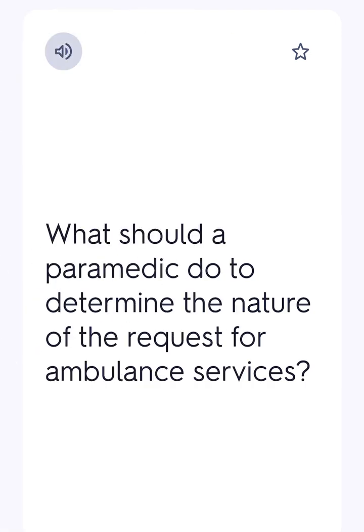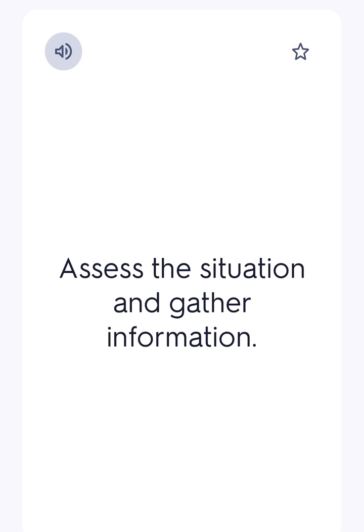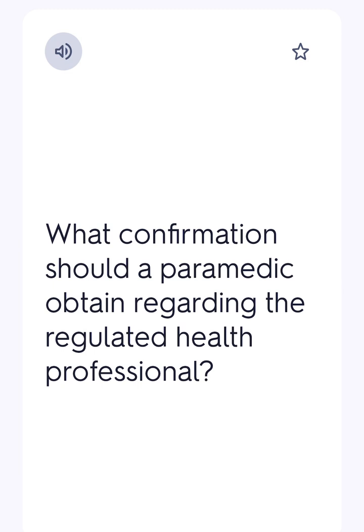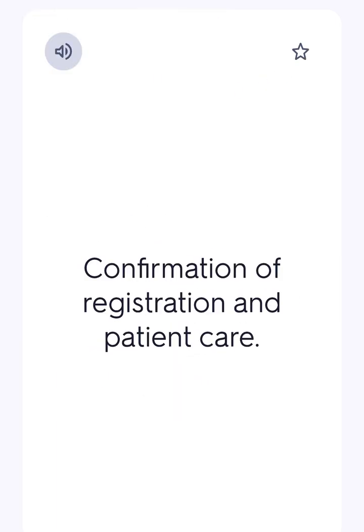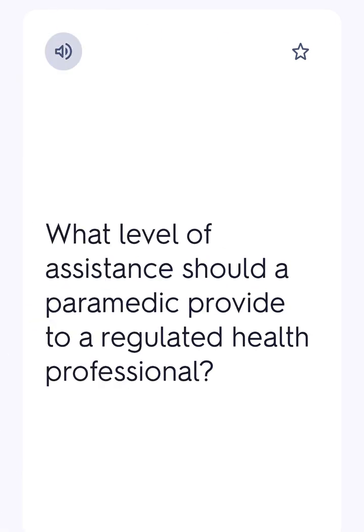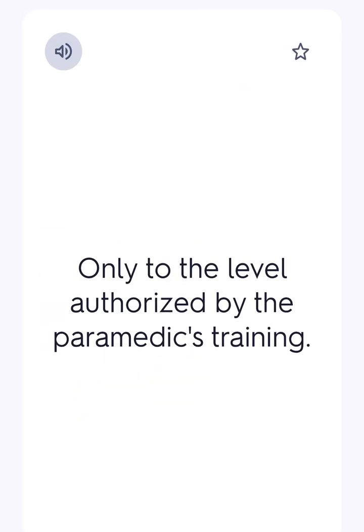What should a paramedic do to determine the nature of the request for ambulance services? Assess the situation and gather information. What confirmation should a paramedic obtain regarding the regulated health professional? Confirmation of registration and patient care. What level of assistance should a paramedic provide to a regulated health professional? Only to the level authorized by the paramedic's training.